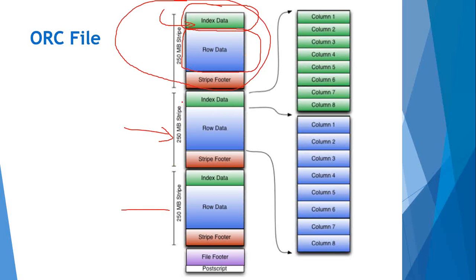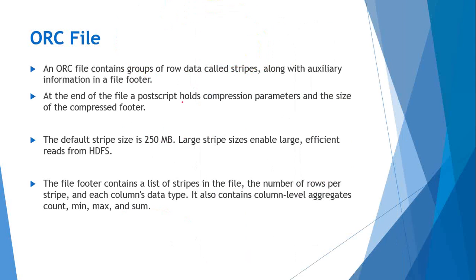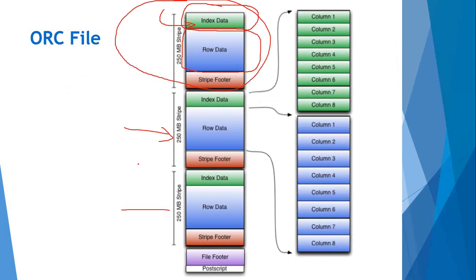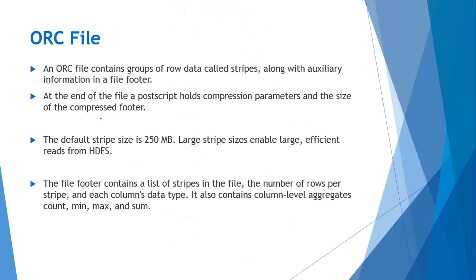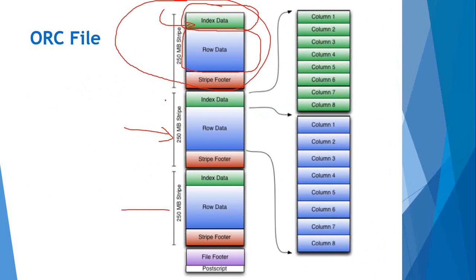They also contain an index on your data, and this index is really helpful when you are running queries on the data. So ORC gives you much better performance as compared to RC in your Hive world. It also contains other information like the footer. The footer contains things like compression parameters and the size of the compressed footer. But what is useful is the index with the file.